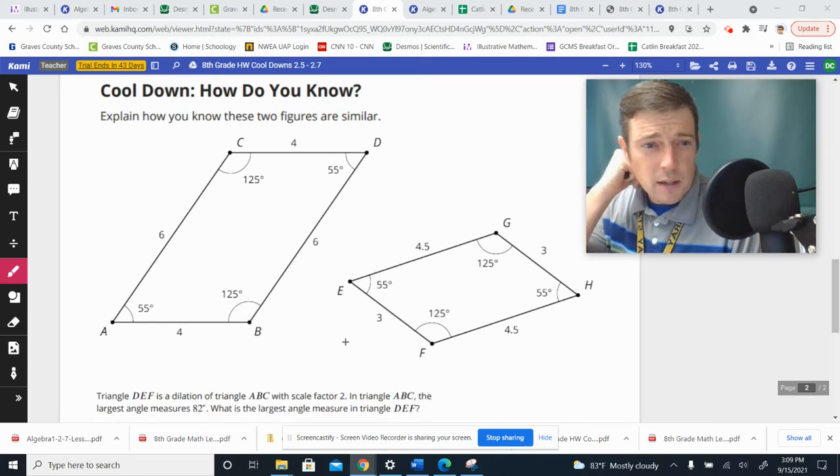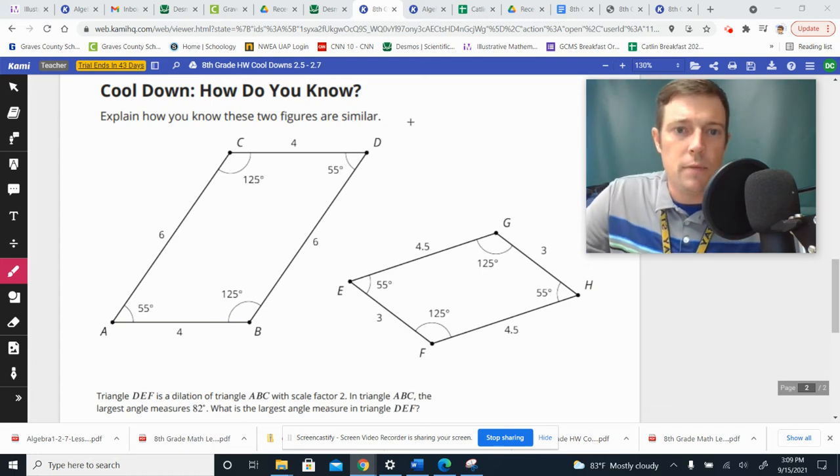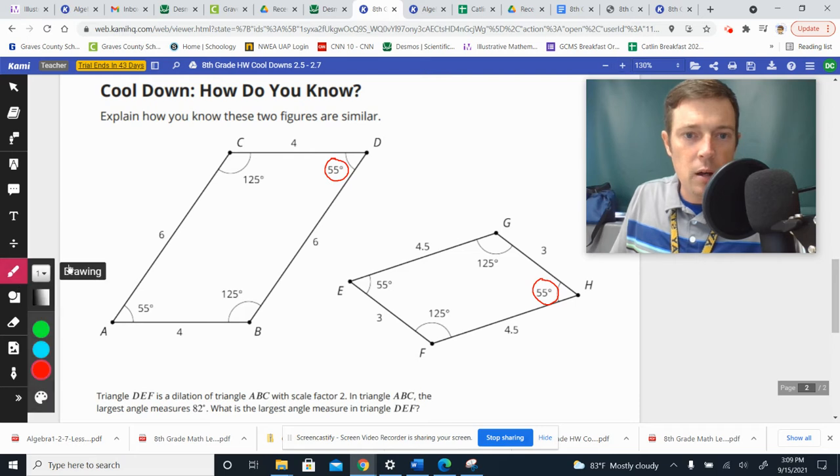We are looking at the first problem here on the back. Got a couple of parallelograms that we're wanting to know if they're similar or not. So you got to explain if they are similar. The first thing you should be checking for is whether the corresponding angles are equivalent. Those correspond after a little bit of a rotation, right?